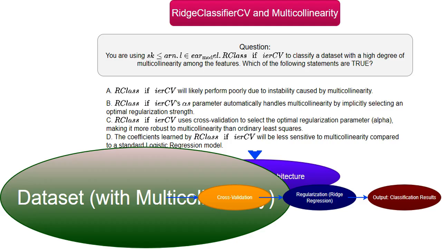This is the final outcome after RidgeClassifierCV processes the data, accounting for multicollinearity and using cross-validation and regularization. The output would be the classification results, for example, which class each data point belongs to.